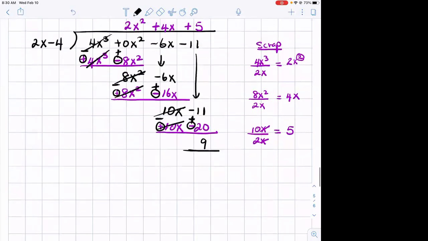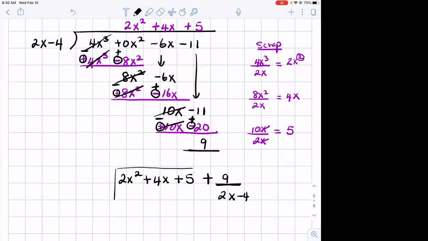So we can say that the final answer is 2x squared plus 4x plus 5 plus your remainder, which is 9, over the divisor, which is 2x minus 4. So this is your quotient, also known as the answer. Sometimes you will get a remainder, sometimes you don't get a remainder.